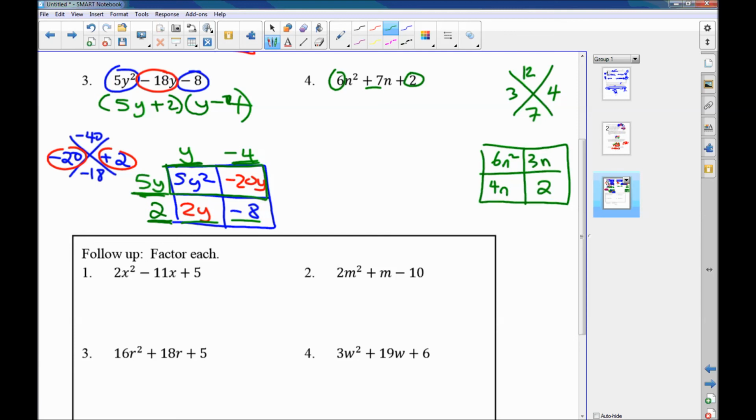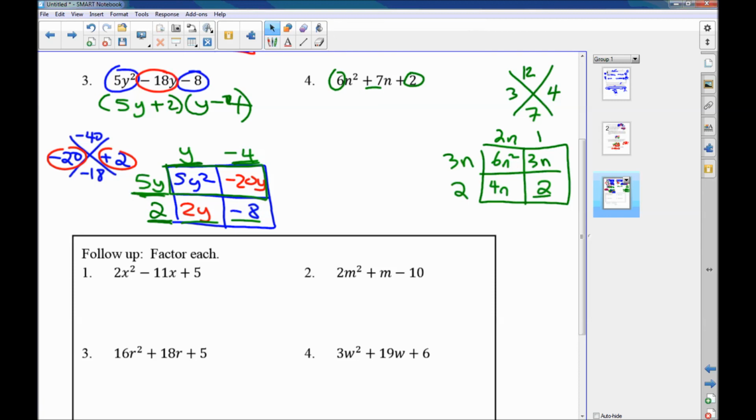So the GCF for the top boxes is 3n. And then 3n times 2n would make 6n squared. And 3n times 1 would make 3n. And then 1 times what would make this 2 right here? That's going to have to be a 2. And 2 times 2n makes 4n there.